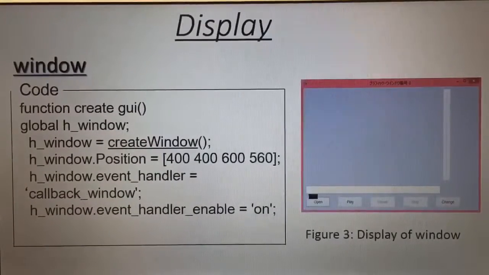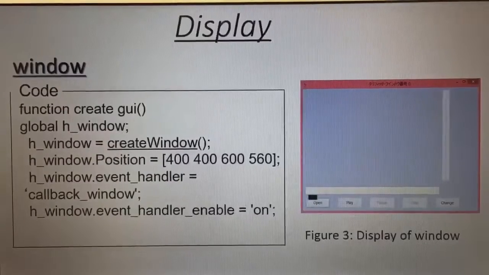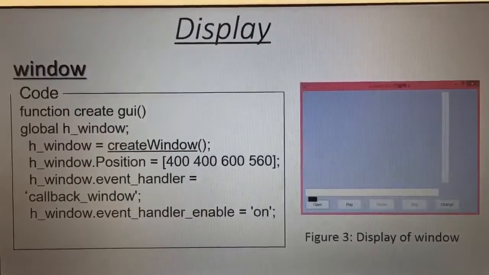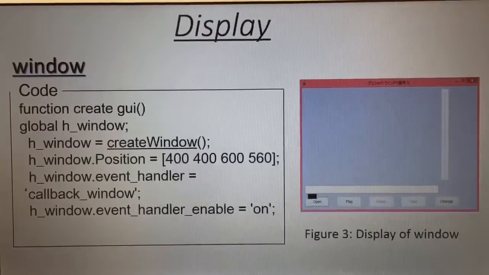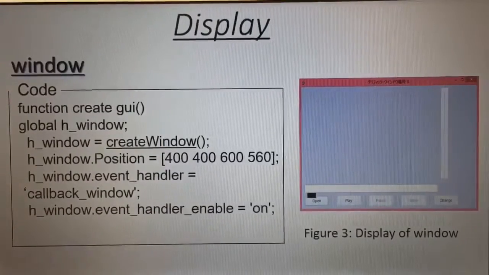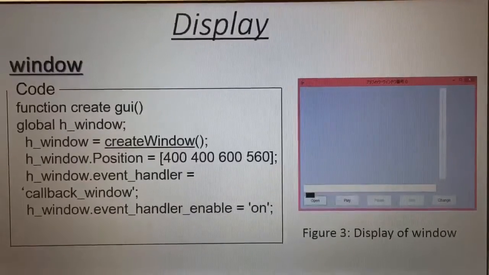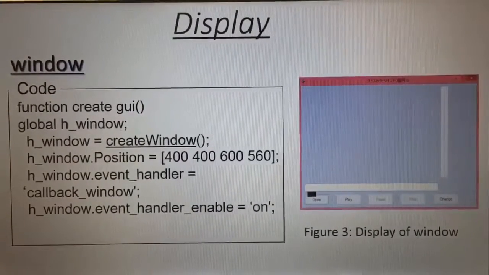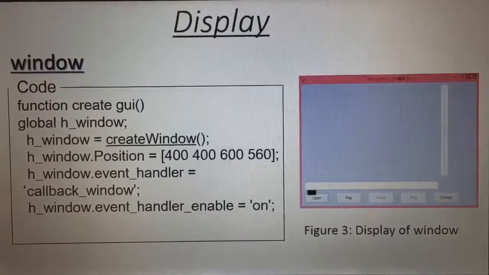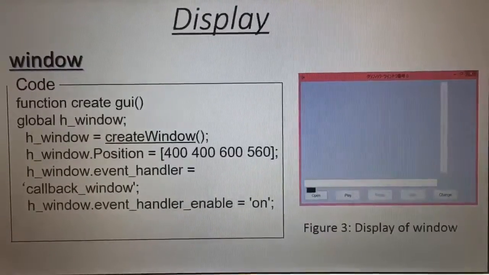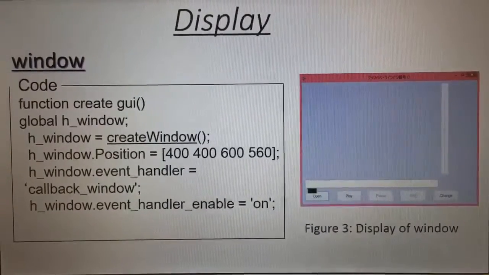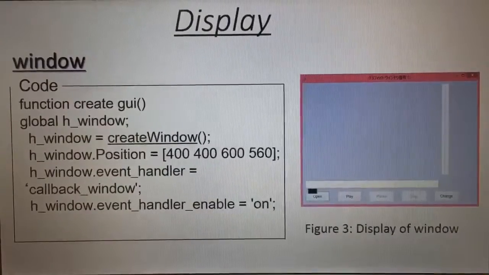600 is to display a 600 width window. 560 is to display a 560 height window. Therefore, a window is changed in regards to its position and area by changing these numbers.